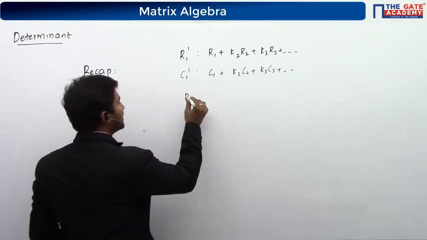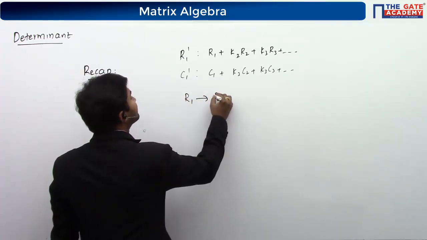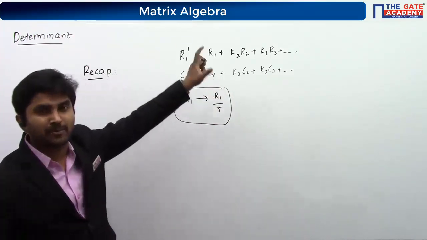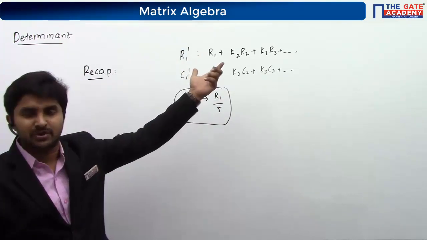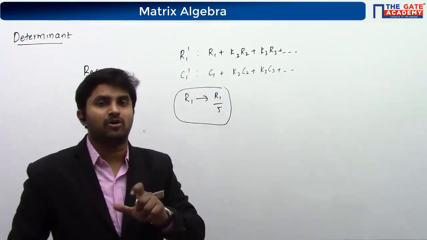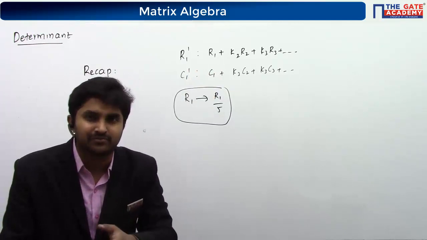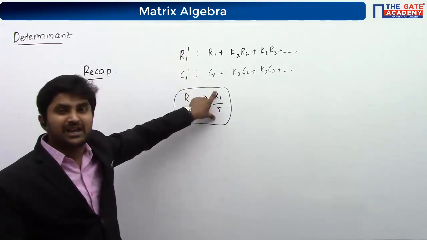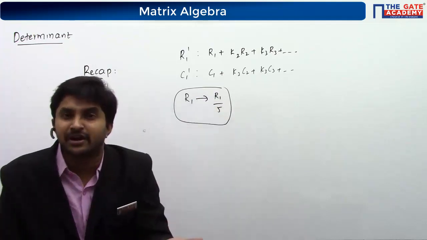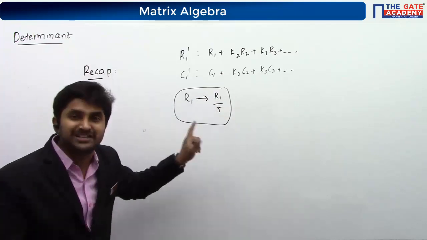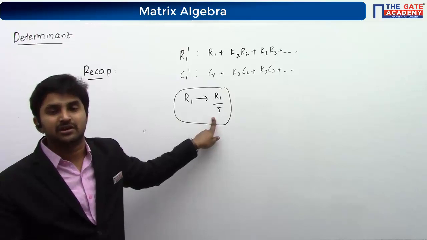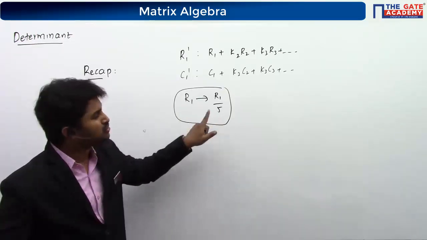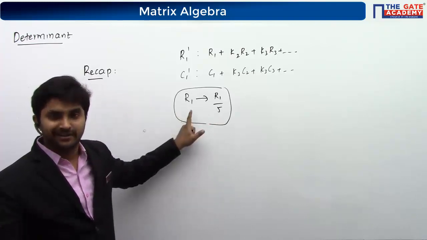We will ensure that R1 is going to be something like R1 by 5, which is not a proper elementary operation or a proper row or column transformation. Generally, when you are applying a row or column transformation, you have to ensure this condition is satisfied. If you are doing something like this to convert any number into a unit number, then it is going to be considered a wrong operation when you are using it to find the determinant.